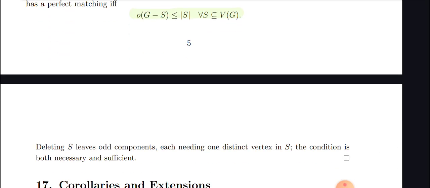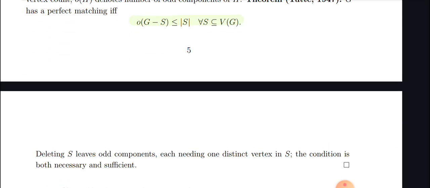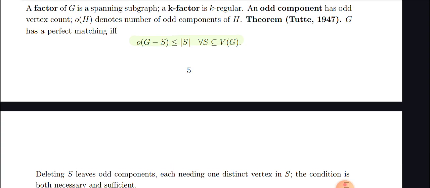So every single one of those odd components has to send at least one matching edge out to connect to the set S. At least one. And those edges have to go to distinct vertices in S because it's a matching. So the number of vertices you need in S to absorb these connections must be at least as large as the number of odd components you've created.